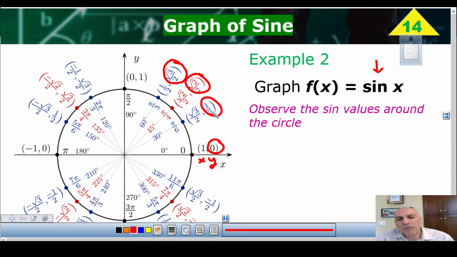0, 1/2, that's a little bit bigger than 0. Square root of 2 over 2, I'm still waiting for you to find that. Square root of 3 over 2, and then 1. Okay, sine is 1. And then I see myself going less than 1. The square root of 3 over 2 is less than 1. Interesting. And then square root of 2 over 2, and then 1/2. I'm decreasing. The amount of sine is decreasing. And then I'm back to 0. Yep, that's what you do.